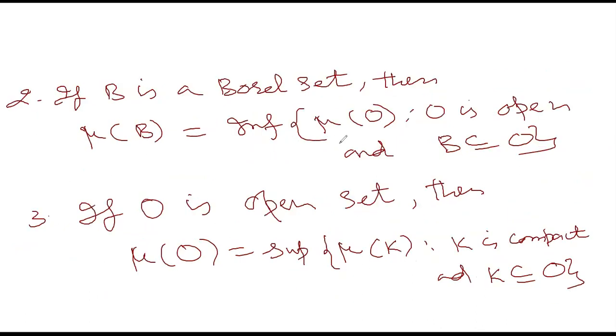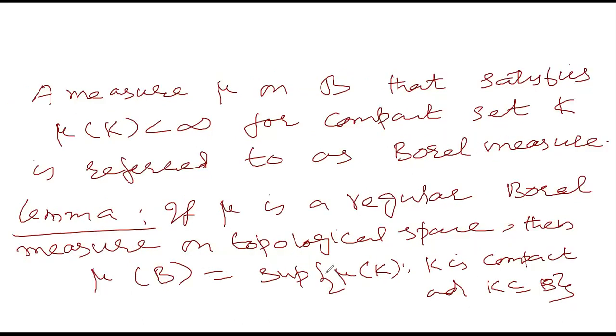Actually, for a regular Borel measure, mu of B is the infimum by definition, but we need to show that mu of B is the supremum of mu of K, where K is a compact set and K is a subset of B. For open sets, this is the definition, because it is the third property of a regular Borel measure. But we need to show that this also holds for Borel sets as well. So let's write down its proof.